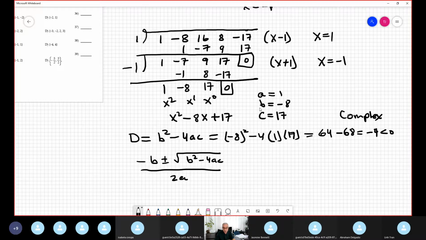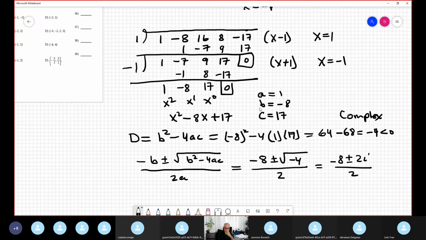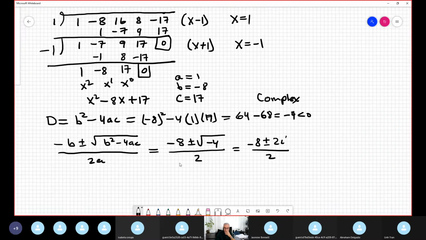Who is a? It's 8. Negative a plus or minus square root of negative 4. Okay, I don't need to repeat the operation I did before to discover the nature of the zeros, which are complex, divided by 2 times 1. So we have negative a plus or minus square root is 2i divided by 2. Wow, nice. It's negative 4 plus minus i. The two complex zeros are negative 4 plus or minus i.